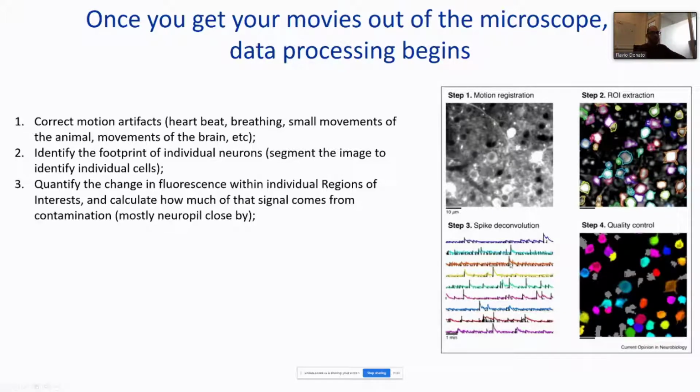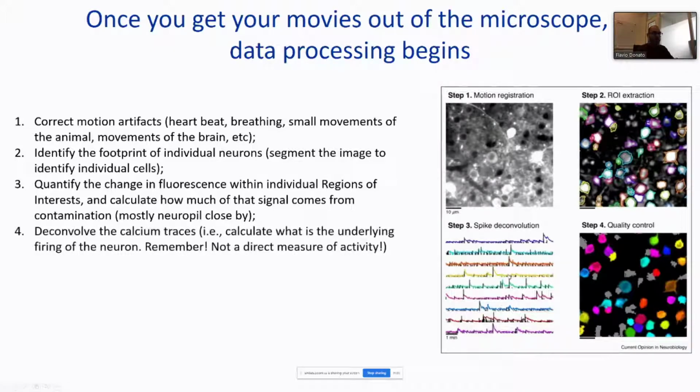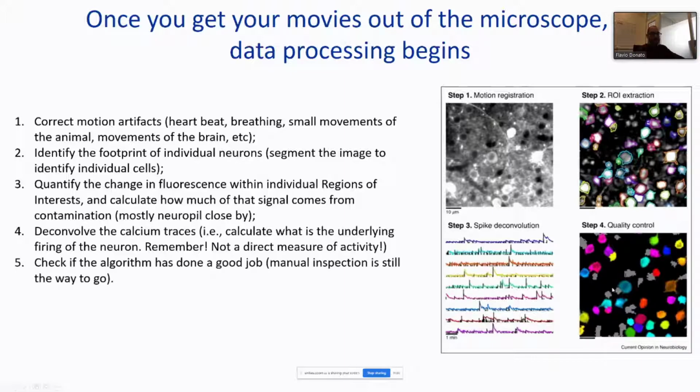At that point, you use the calcium traces that I showed you before. One example you see here, these different calcium traces, to try to infer when the neuron was active through the process of deconvolution. Remember, this is not a direct measure of activity. And in the end, you check if your segmentation algorithm has done a good job.